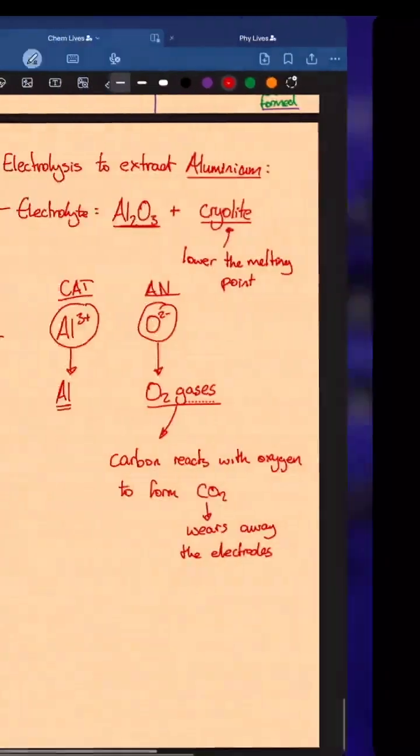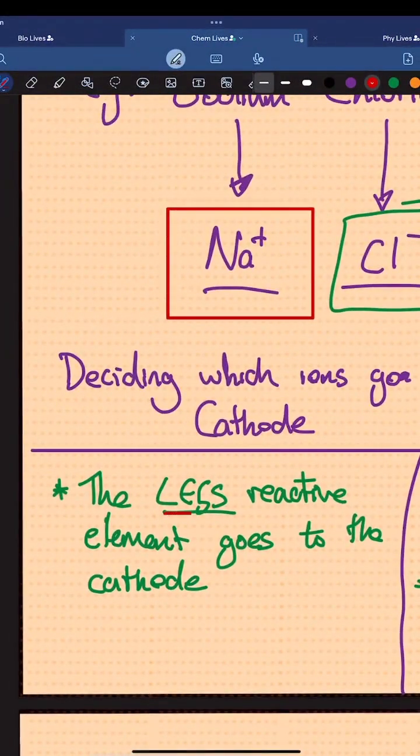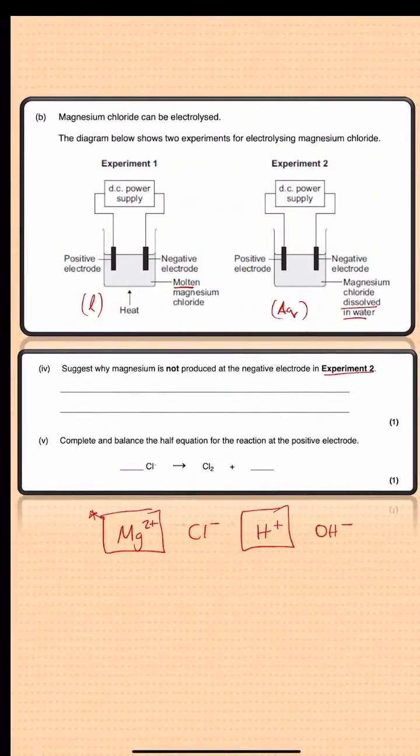Less reactive. So back to our notes here. This is what we said: at the cathode, the less reactive element goes to the cathode. Here we had two positive ions, magnesium and hydrogen. Out of those two, it's the less reactive one that goes. So the answer is, it is less reactive than magnesium. We have to say what is less reactive because it says why is magnesium not produced? We'll say hydrogen is less reactive than magnesium. Or you could say magnesium is more reactive than hydrogen.